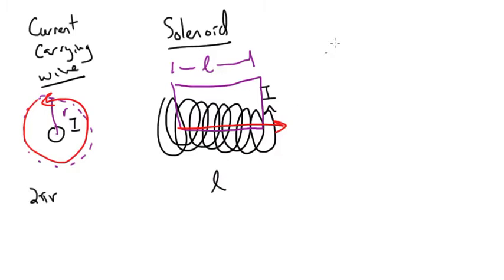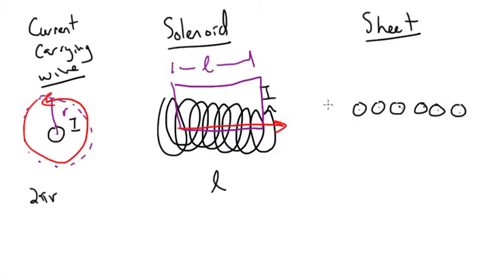So the contributions from these sidewalls won't matter, and then this is just going to be whatever length L. And then we could have a current carrying sheet, so something that has current uniformly, infinitely thin, and then our Amperian loop would be the same sort of square or rectangle.